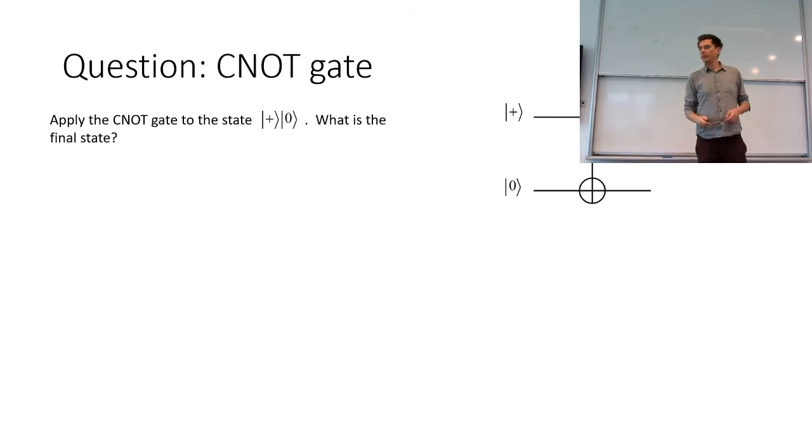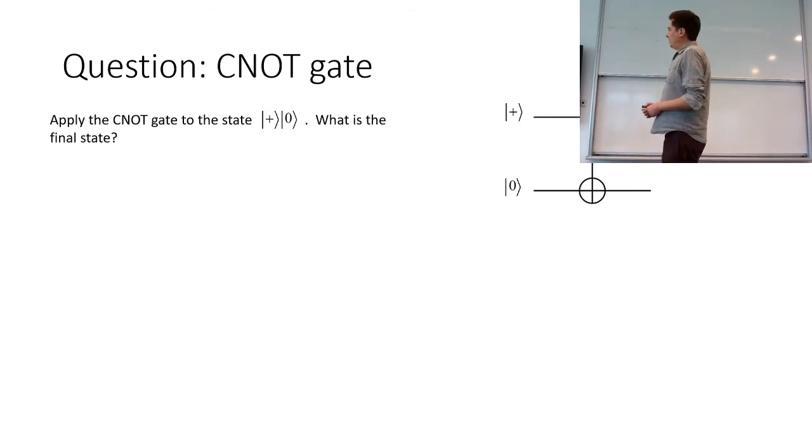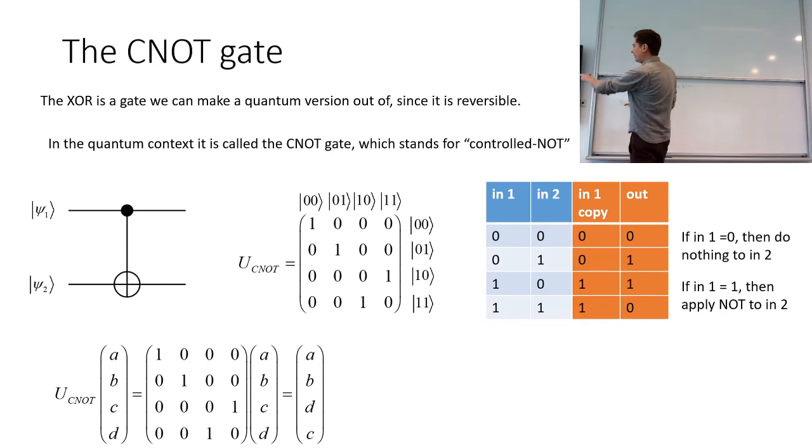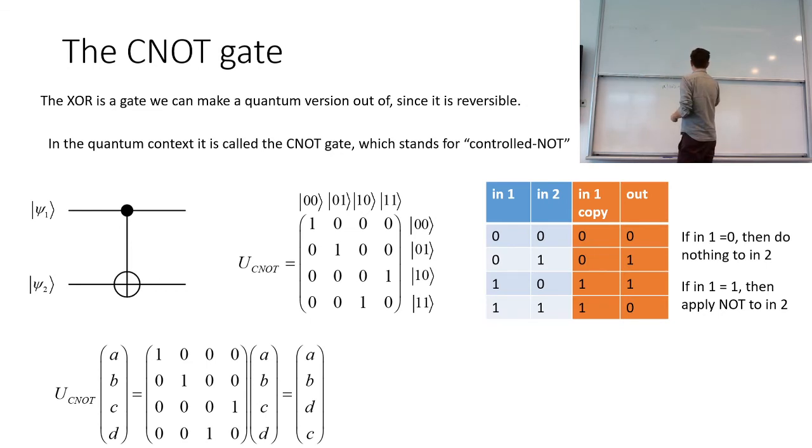How do you describe a 2-qubit state? Well, a general 2-qubit state is like I wrote down over here: A, B, C, D. That's the most general 2-qubit state I can write down.